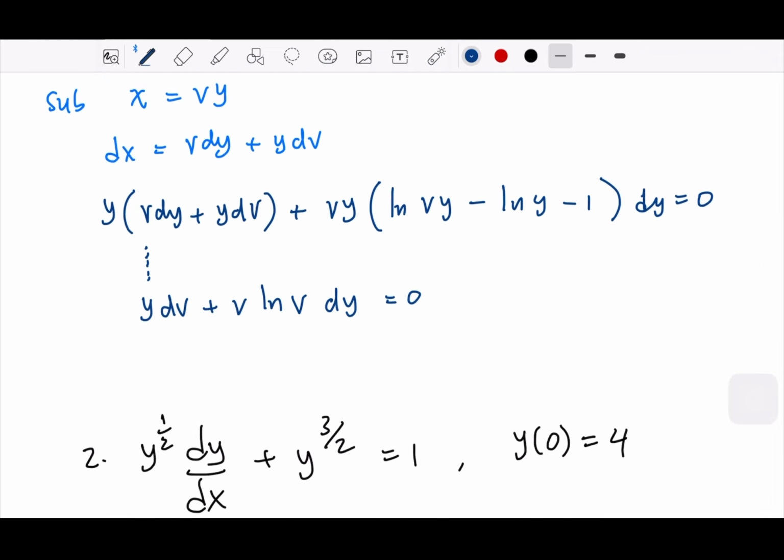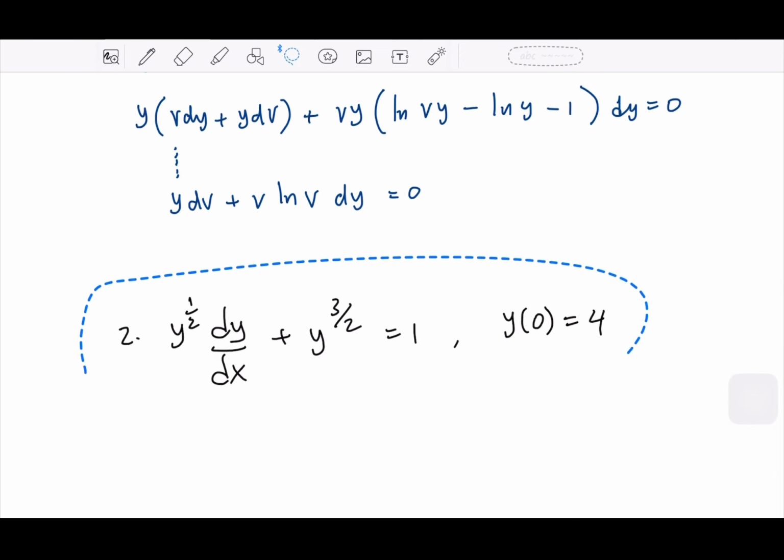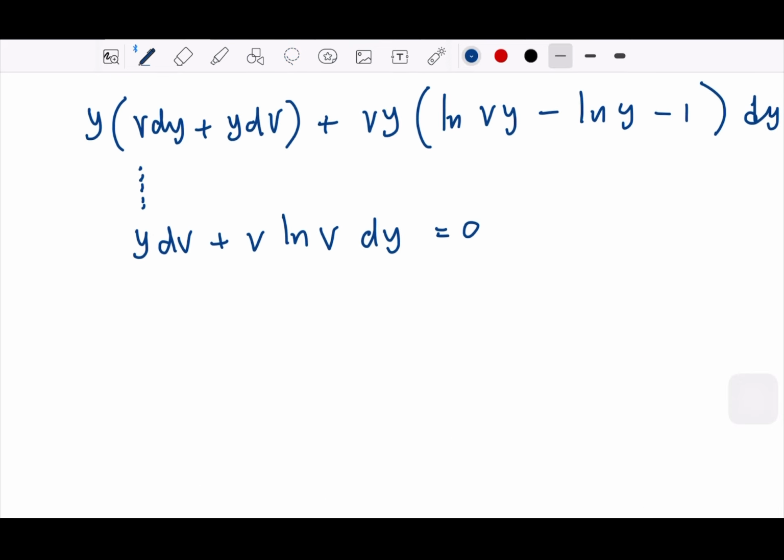And this will be equal to 0. And from here we can also simplify. Let me move this part going down. We move and we separate this, it becomes d phi over phi ln phi plus dy over y equal to 0. And we can start to integrate.